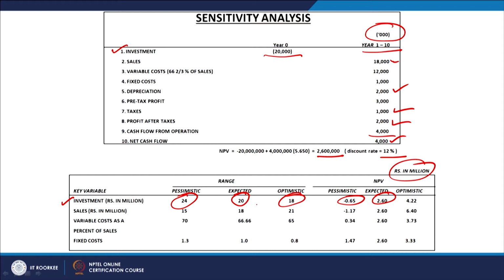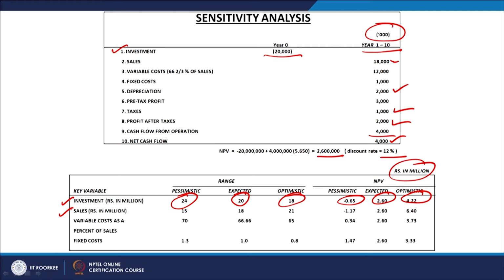So, it will come down accordingly, and finally, the NPV of the project in the optimistic scenario will be 4.22 million. So, it will not be 2.60 million, but it will be 4.22 million, it will go up because your sales are remaining same, your variable cost is remaining same, your fixed cost other than depreciation is remaining same. So, it means your NPV will have the positive impact. Second thing, you can change the sales.